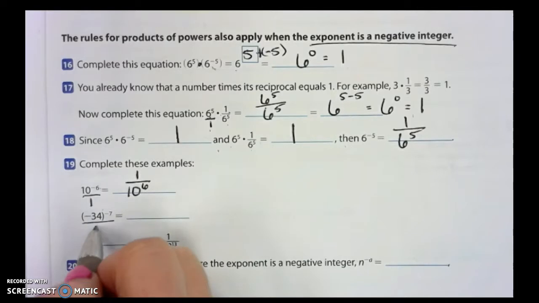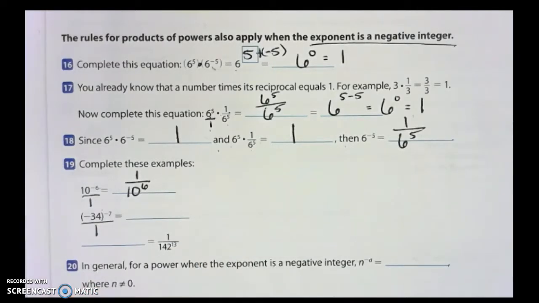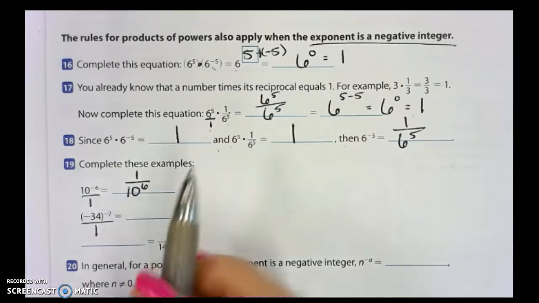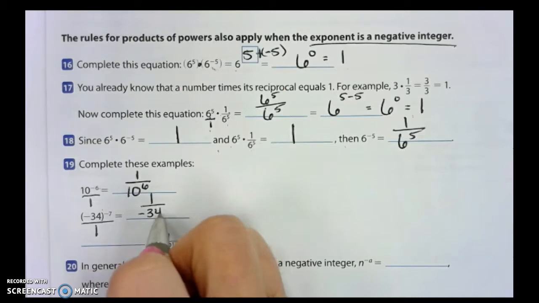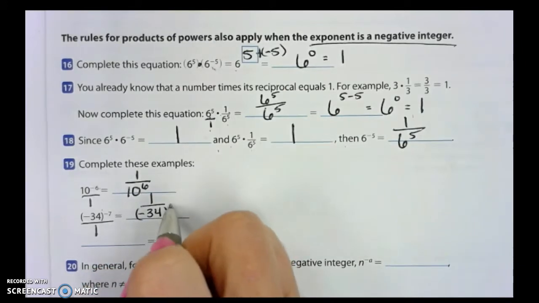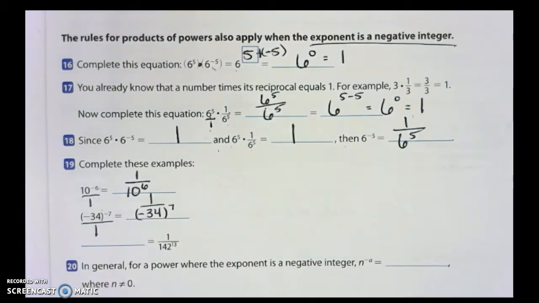We're going to make it a fraction. I want to make my negative 7 exponent positive, so I'll flip the reciprocal of that fraction. And I'll give it a positive exponent. Notice 34 is still negative in my answer. Okay, negative numbers are okay. Negative exponents are not okay.